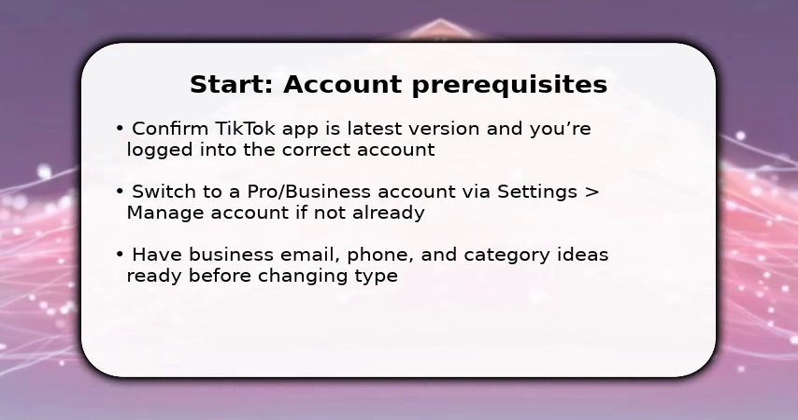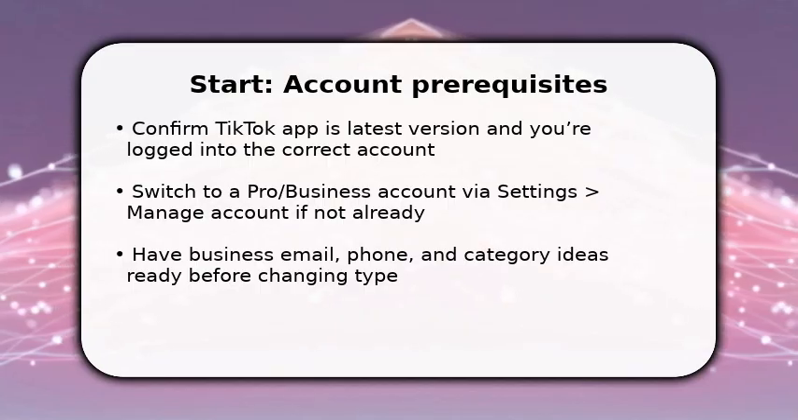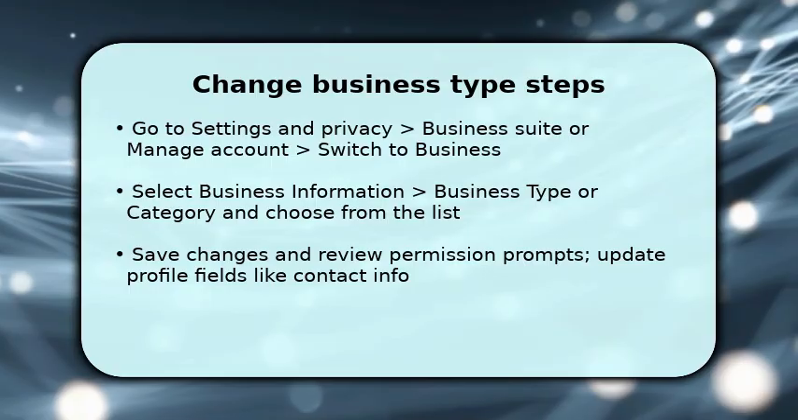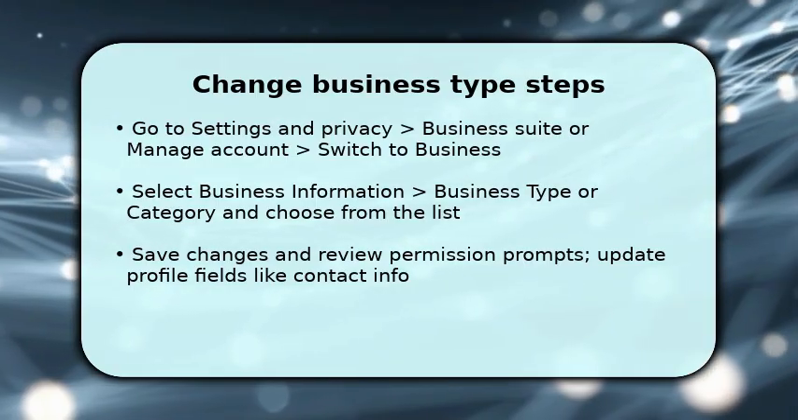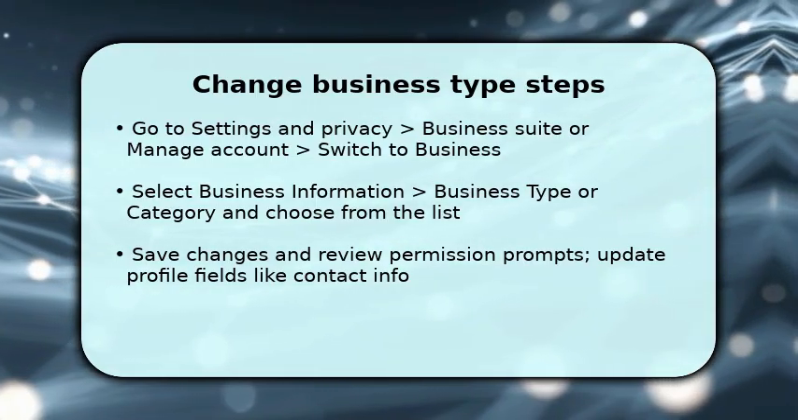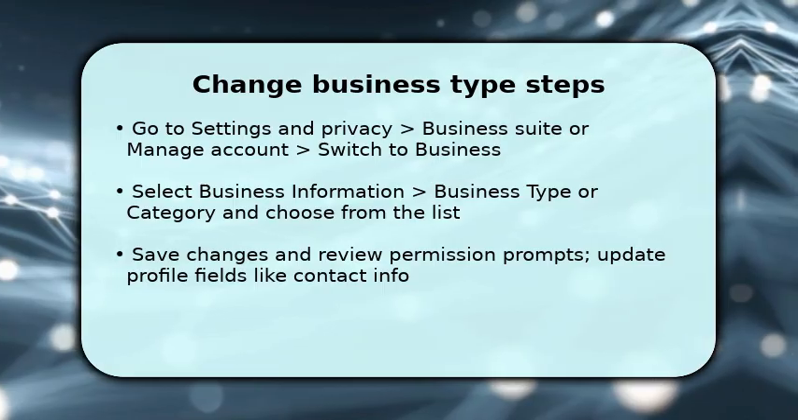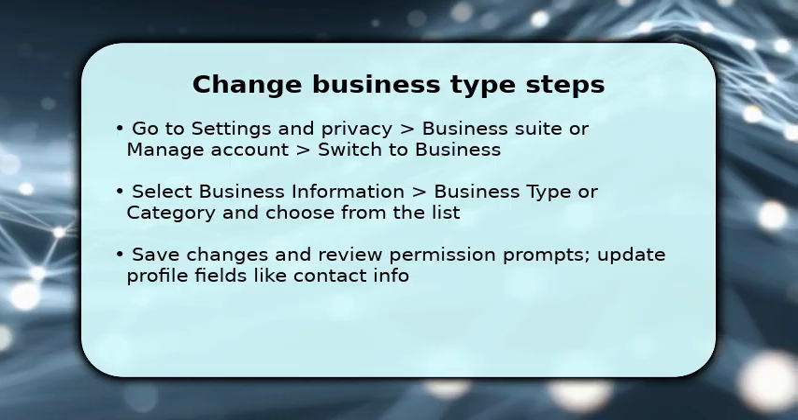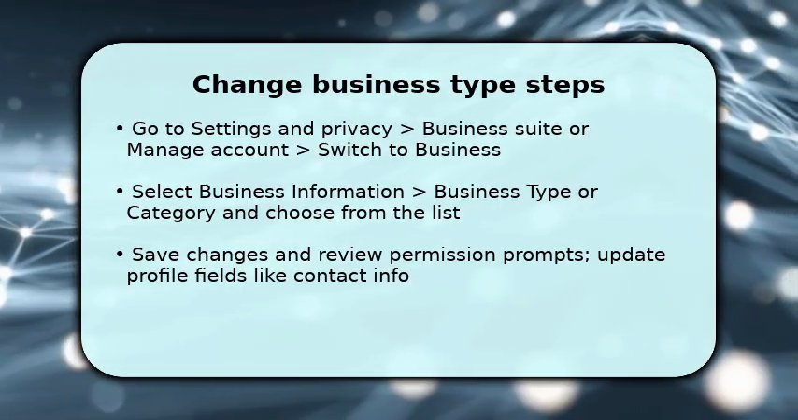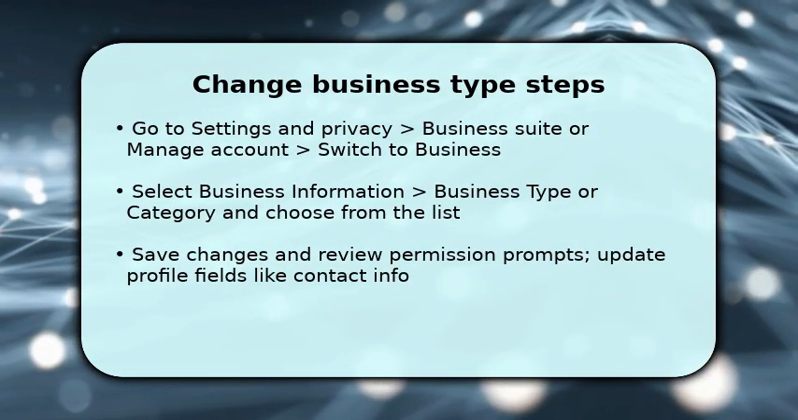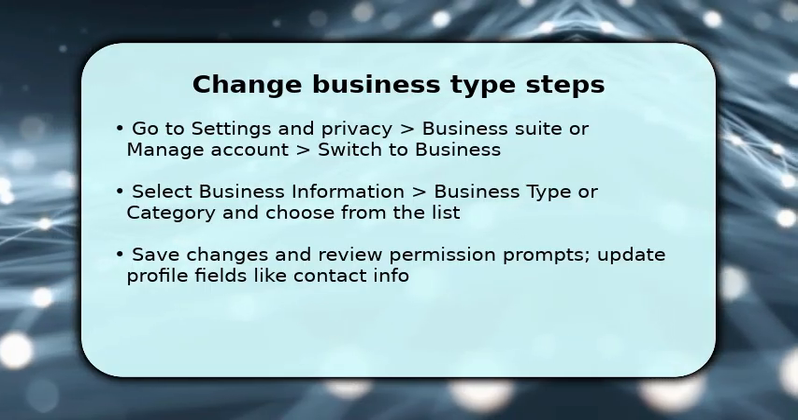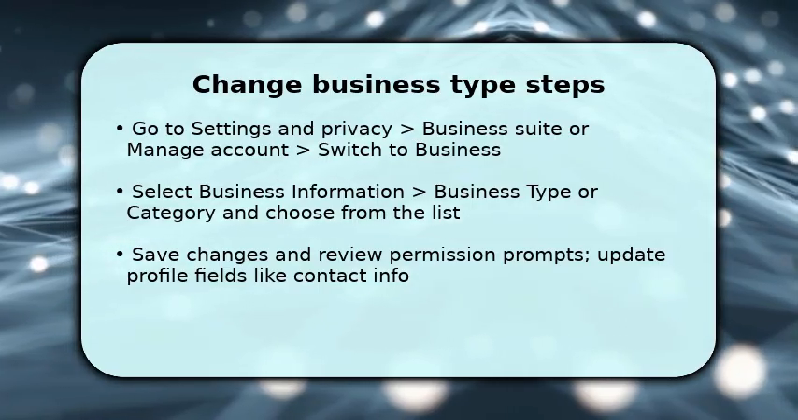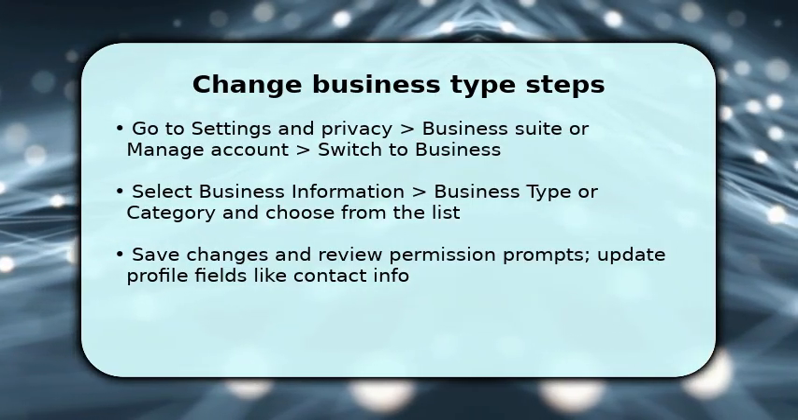Now you'll navigate the menus to change the actual business type. From Settings and Privacy, open Business Suite or Manage Account and tap Business Information. Then find Business Type or Category and scroll to select the most accurate option. Choose the category that matches how you want TikTok to classify your content and contact info. Once selected, tap Save and allow any requested permissions, such as contact visibility. Make sure to update your profile's website, email, and contact buttons.